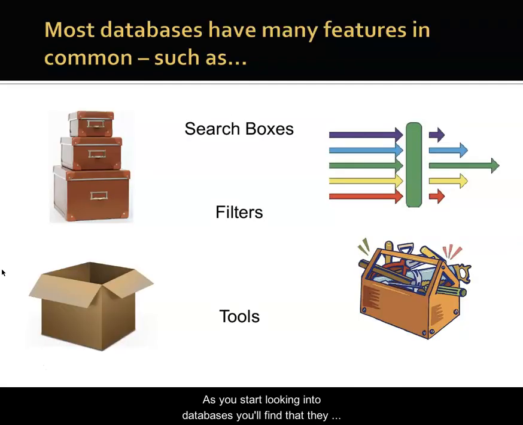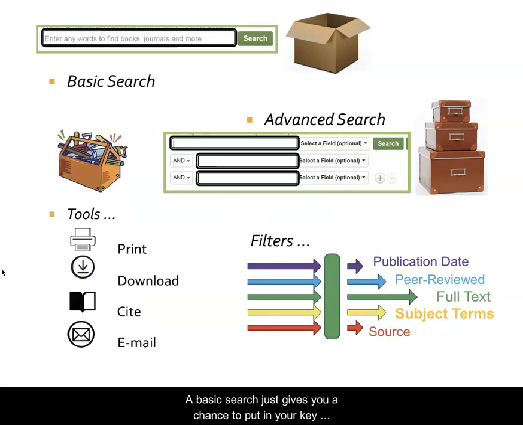As you start looking into databases, you'll find that they have a few features in common. Search boxes, filters, and then the tools that you use to interact with sources. A basic search just gives you a chance to put in your key terms in one search field. An advanced search allows you to put in multiple terms across multiple fields and choose different options.